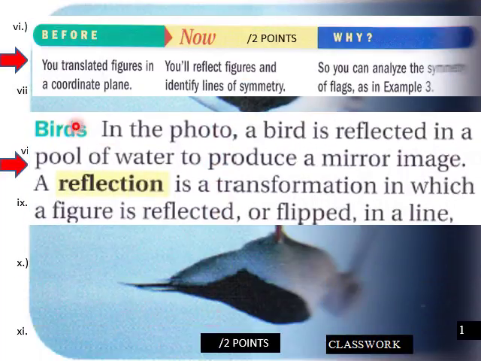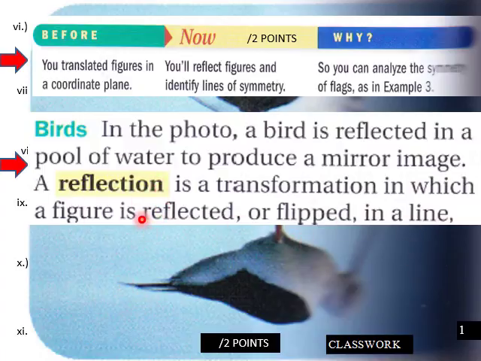Okay, our lesson today: you translated figures in the coordinate plane. You'll reflect figures and identify lines of symmetry. So in this photo, a bird is reflected in a pool of water to produce a mirror image. A reflection is a transformation in which a figure is reflected or flipped in a line. So that would be reflection.